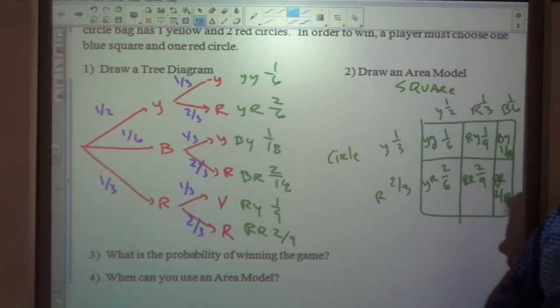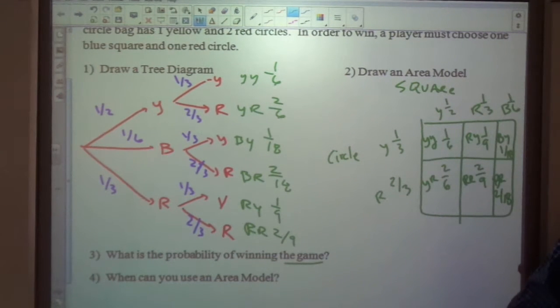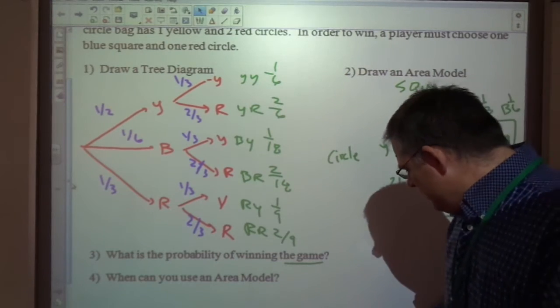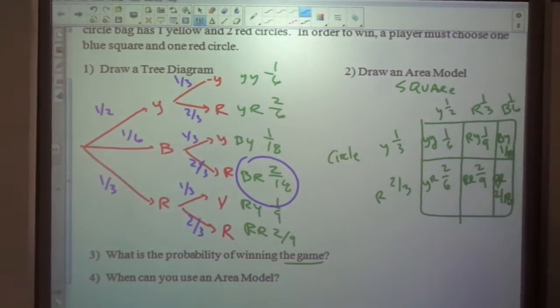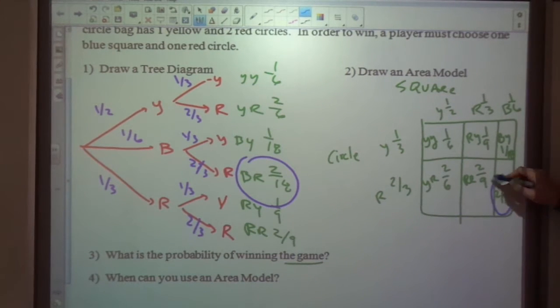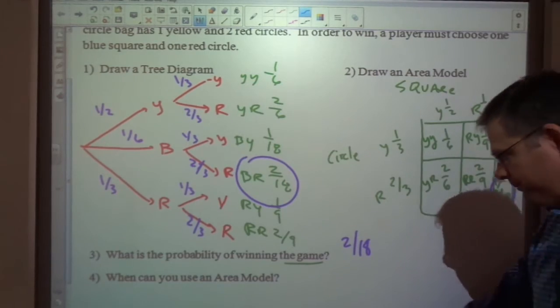So then the question asks, what's the probability of winning the game? To win the game, you would have to have, I believe, a blue and then a red. So that would be here. Blue, red is 2/18. Blue, red on here is 2/18. So the probability of winning the game is 2/18.